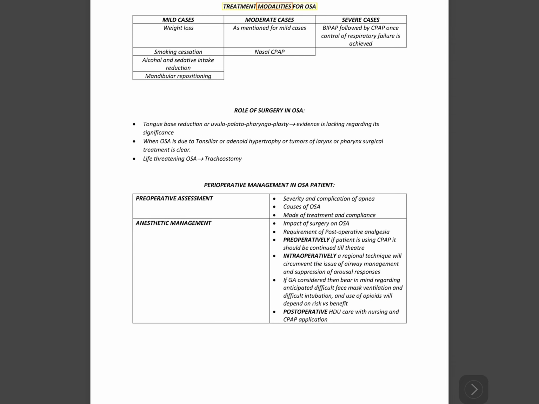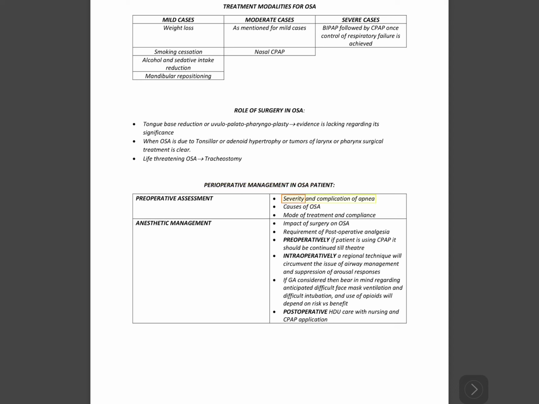Treatment modalities for OSA: mild cases, moderate cases, severe cases. Weight loss is recommended for mild cases, PAP followed by CPAP. Once control of respiratory failure is achieved: smoking cessation, nasal CPAP, alcohol and sedative intake reduction, mandibular repositioning. Role of surgery in OSA: tongue base reduction or uvulopalatopharyngoplasty. Evidence is lacking regarding its significance when OSA is due to tonsillar or adenoid hypertrophy or tumors of the larynx or pharynx, where surgical treatment is clear. Life-threatening OSA: tracheostomy.